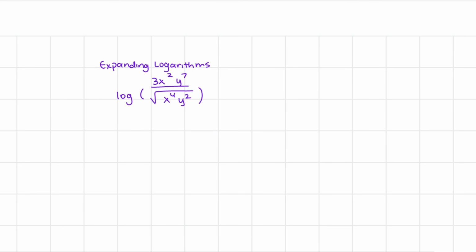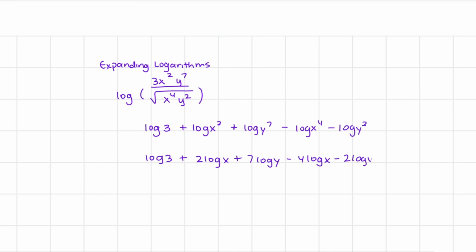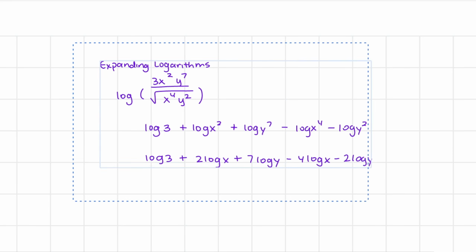So you would have log 3 plus log x squared plus log y to the power of 7, but then you're going to minus log of x to the power of 4 over 2, and you're also going to minus log of y to the power of 2 over 2, because remember we're finding the square root of those terms. So it will be log 3 plus 2 log x plus 7 log y minus 2 log x minus log y.